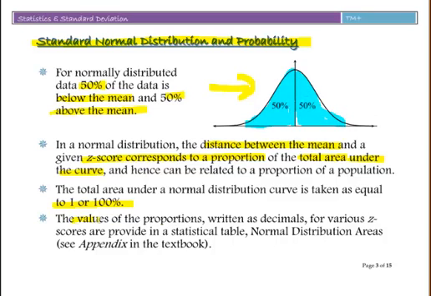The values of the proportions, written as decimals, for the various z-scores are provided in a statistical table. And that's the normal distribution areas table, which is in the appendix in your textbook.